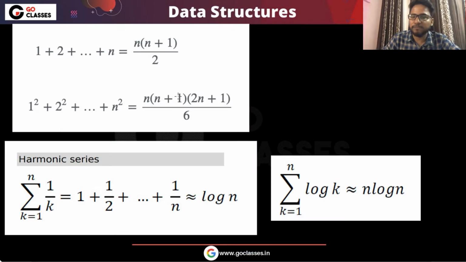So let's continue our discussion on analyzing loop complexities. You might remember that these were a few identities that I talked about. Like if you sum over 1 to n, then you will be getting n into n plus 1 by 2. So we might use this.